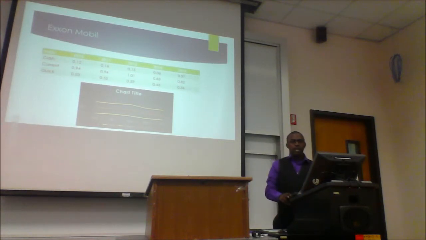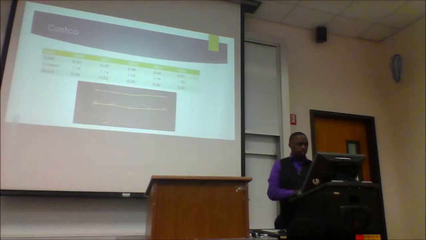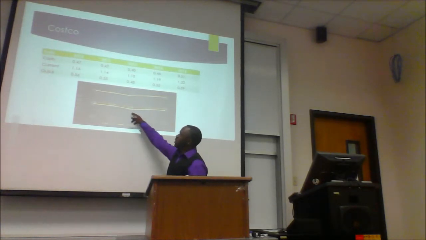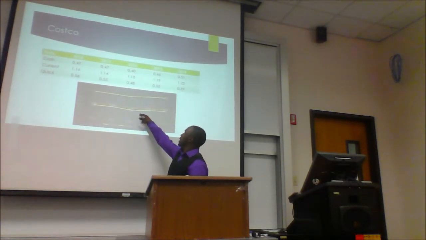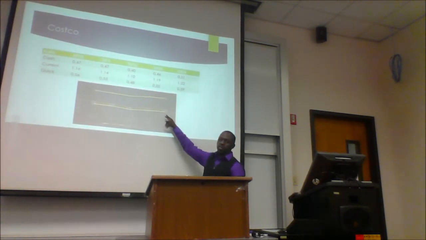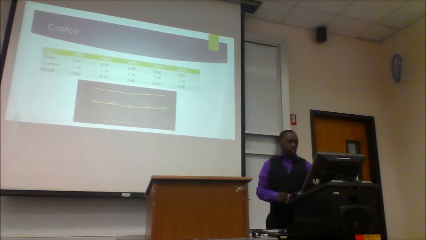Which company would I give a short-term loan to? I chose Costco. The reason I chose Costco is because in 2012 each of these ratios was low, but as you see, they gradually increased in 2013, and in 2014 they increased even more. And each of the other companies decreased in each of these categories.